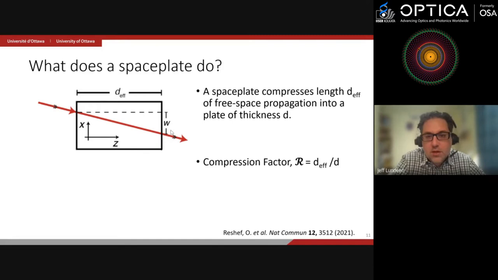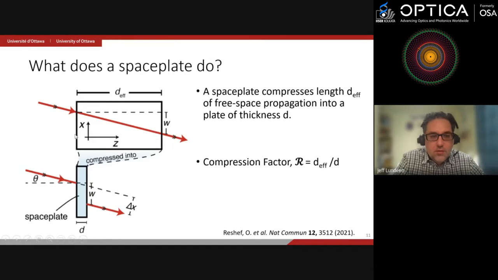And what we want to do is compress that action on the ray into a thin plate. So this region of space we're going to call d-effective, and the thickness of our plate is d, and d is hopefully much smaller than d-effective. So this is kind of incredible. The ray is going to come in at one place and then leave at another place. It's going to be displaced by the same amount as up here.